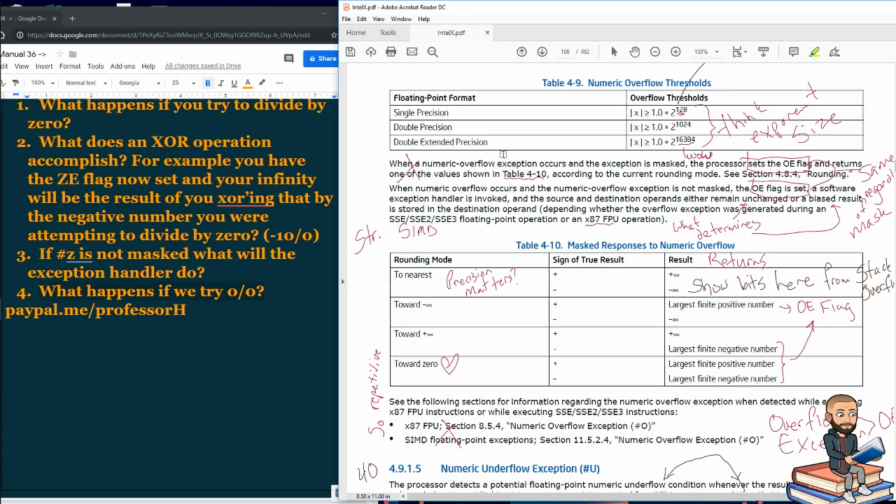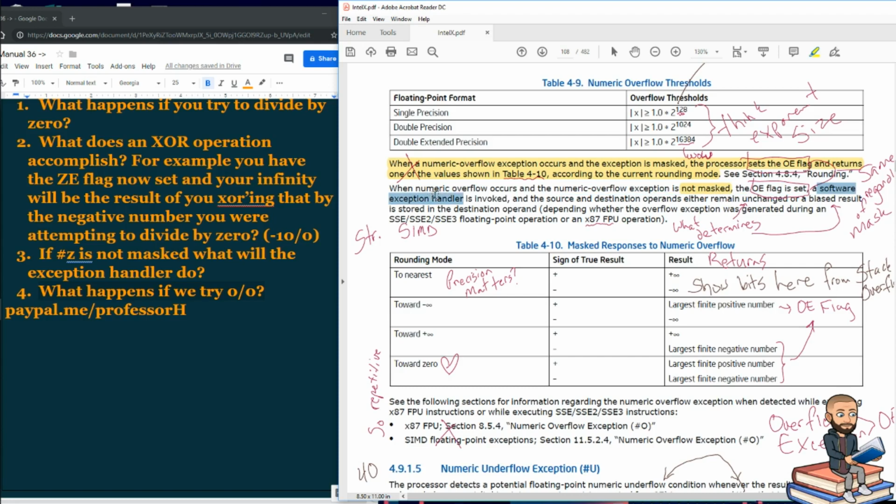Well, I crossed off this paragraph. It's not particularly good, but for consistency's sake, let me go ahead and read it. When a numeric overflow exception occurs, and the exception is masked, the processor sets the OE flag, and returns one of the values shown in Table 4-10, according to the current rounding mode. Maybe I wanted to skip this because actually, no matter whether it's masked or not masked right here, that OE flag will be set. A software exception handler is invoked, though, in this second case. In the first one, it's looking at the current rounding mode.